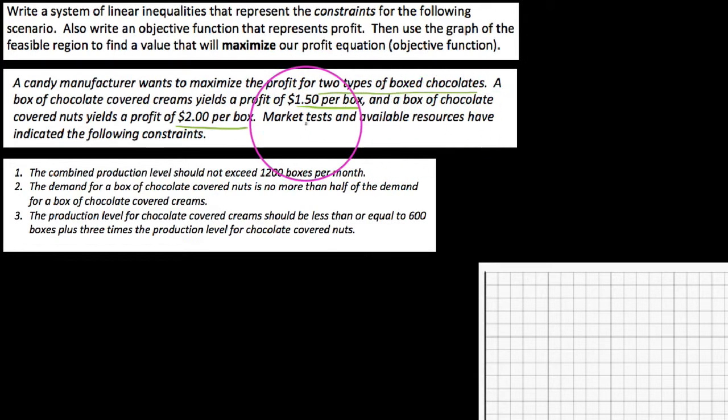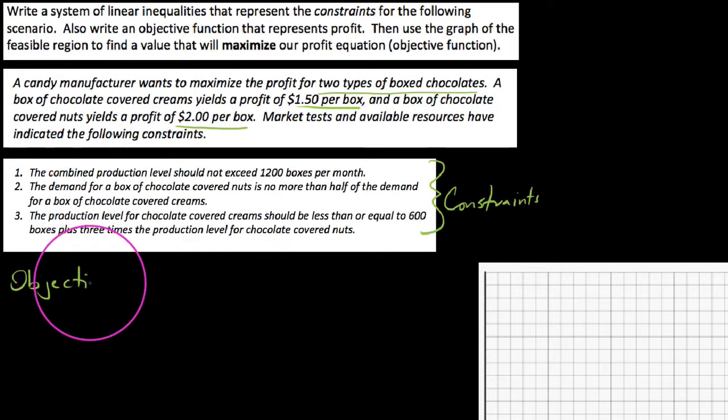Market tests and available resources have indicated the following constraints. Okay, so here's what we have here. These are actually our constraints down here. What we've just read over is actually our objective function. We're talking about profit, so we're going to start with this profit equation. When we talk about profit, we've been using z to represent the objective function. In this case, what we're going to do is say this refers to profit.